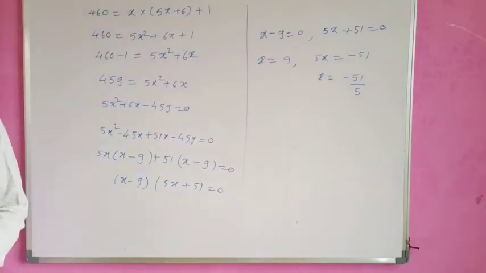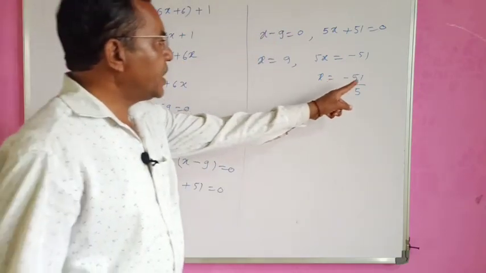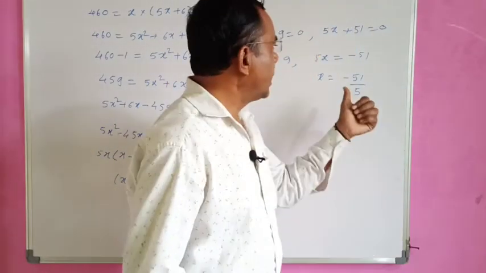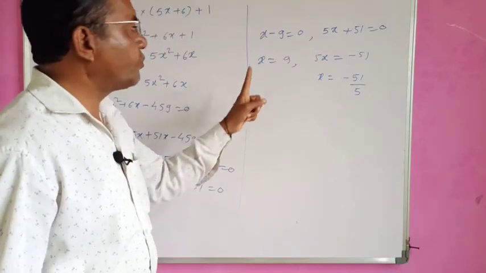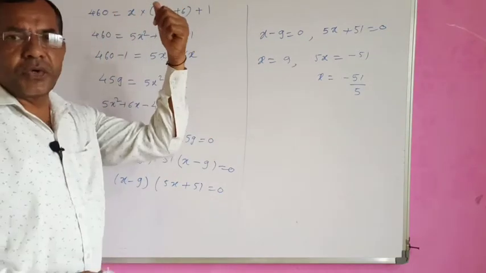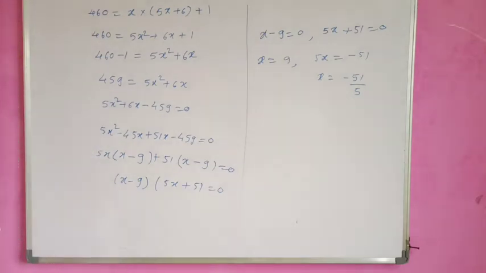We got the two answers, but minus 51 divided by 5 is not a natural number, and we have to find the natural number. Okay, now we will write the answer here.